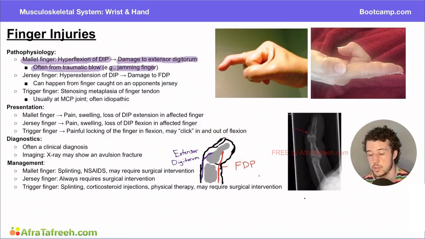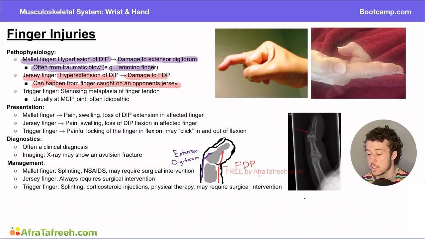In contrast, jersey finger is going to be hyperextension of the distal interphalangeal joint. So again, looking back here, if we're going to hyperextend it, our tip is going to extend backwards, again, stretching out that FDP, and so we are going to have damage to the flexor digitorum profundus. And this is going to be more common in a traumatic incident that actually pulls the finger back. So this can happen if a finger is caught on an opponent's jersey. I had a friend, it happened to him when it was caught on an opponent's pocket.